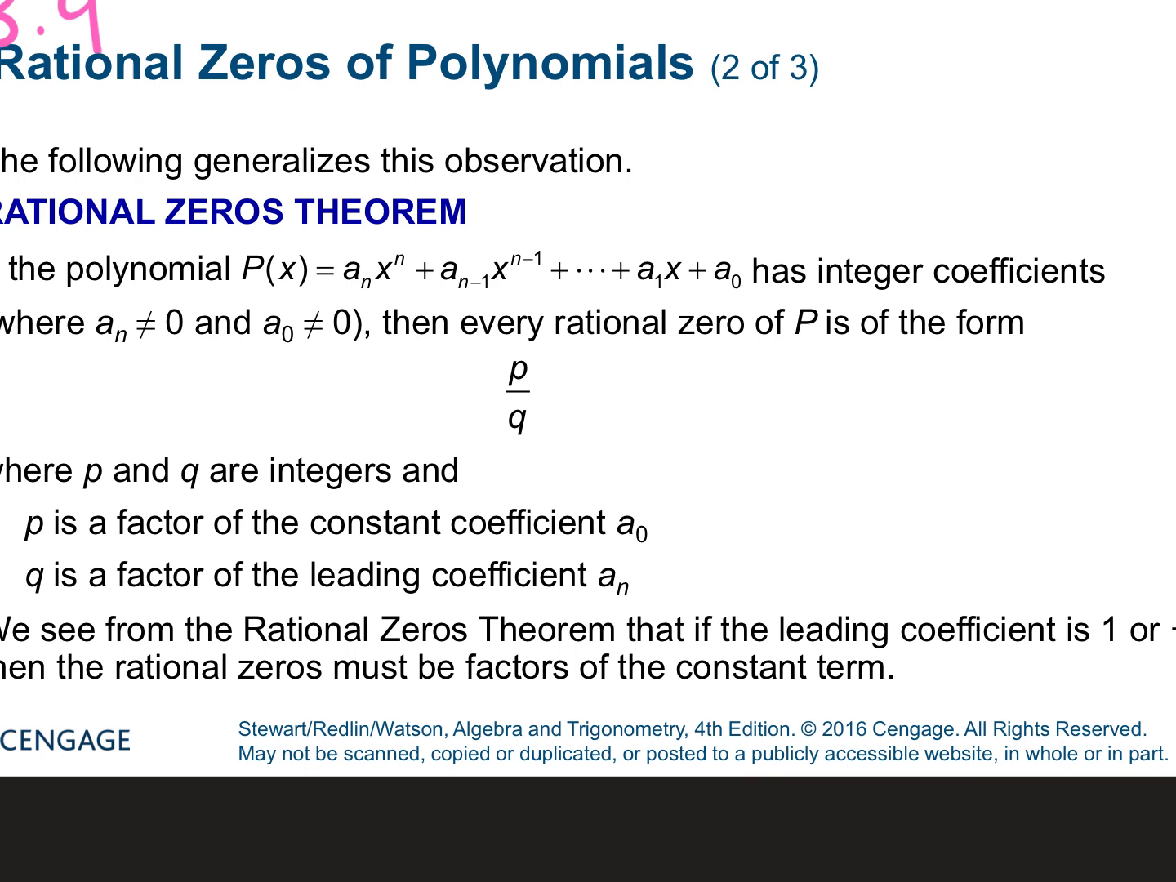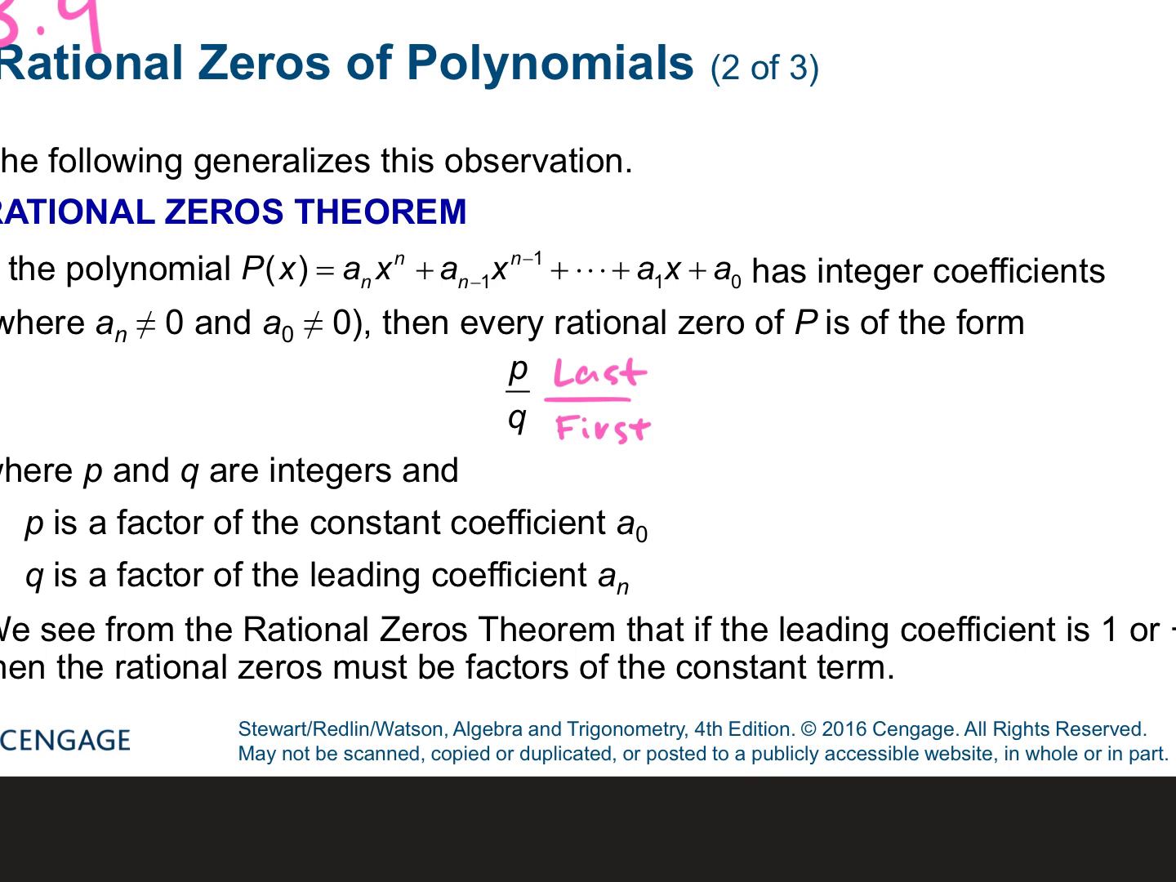So we use factors of the last over factors of the first, meaning factors of our constant over factors of our leading coefficient. Now here, in college algebra, our leading coefficient's always going to be 1, so these numbers won't be fractions that you'll have to do synthetic division with, so they'll be nice whole numbers. So our leading coefficient will always be 1, so we'll always get 1 on the bottom.